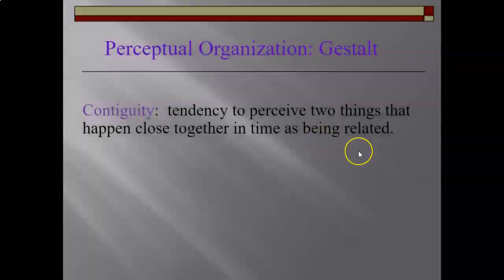Contiguity is another Gestalt principle. Tendency to perceive two things that happen close together in time as being related. An example of this. Years ago, there was a really cold snap in Denver, Colorado, where everything was shut down. The roads, the highways, and it was all shut down for about 3 or 4 days. It was very cold. There was a lot of snow.